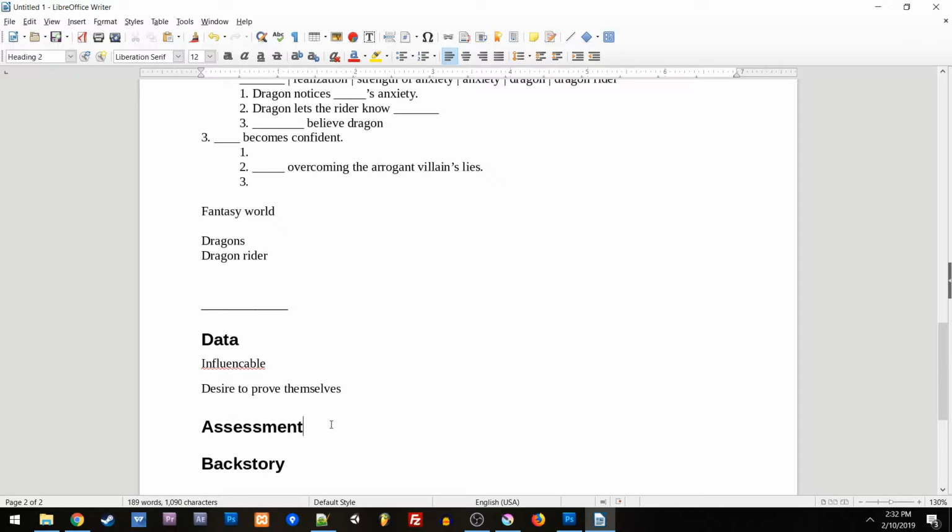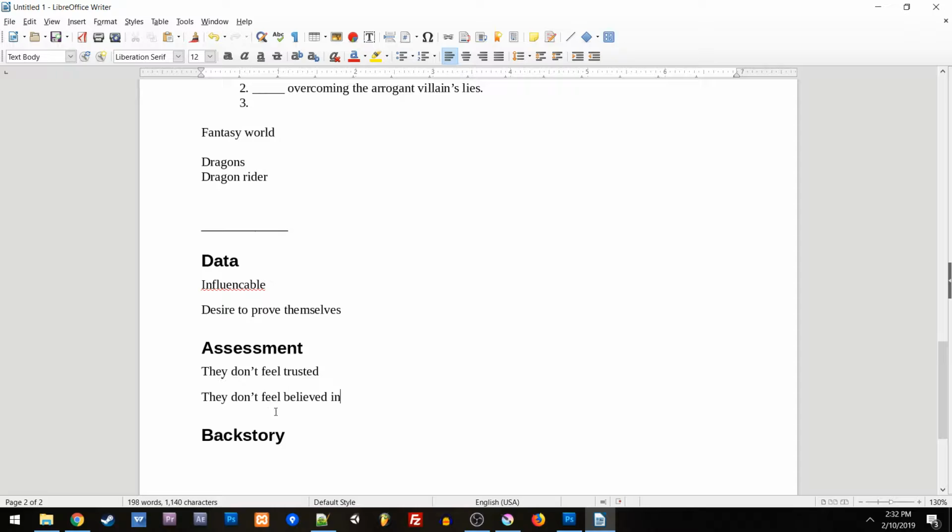Whatever the case, then we have to ask, okay, what would be required for that? Well, it could be they don't feel trusted or believed in. Okay, let's go with they don't feel believed in. Then we go back into the backstory of how this happened. This is exactly what we're talking about with this brainstorming technique. How did it begin? So how did the desire to prove themselves begin for the main character?